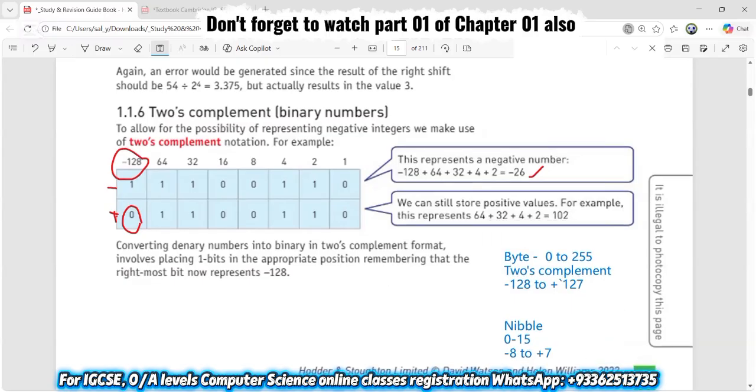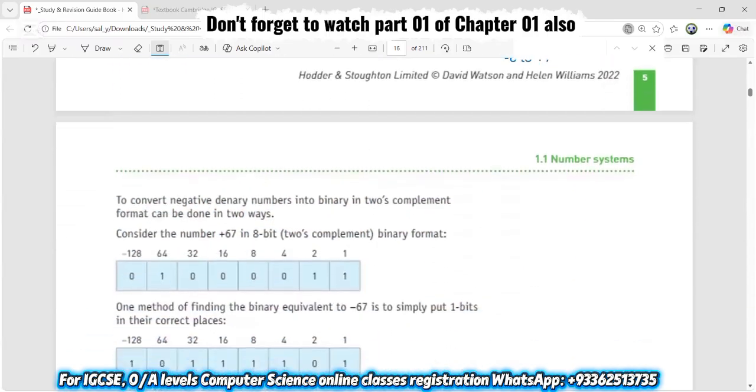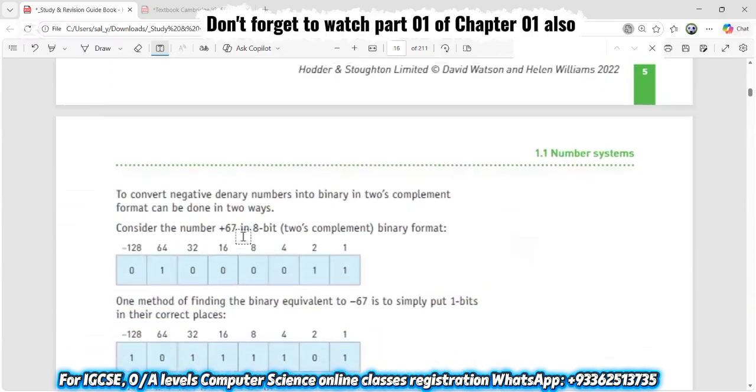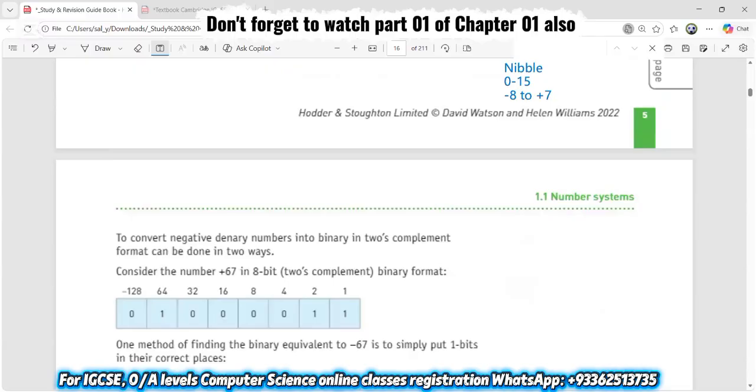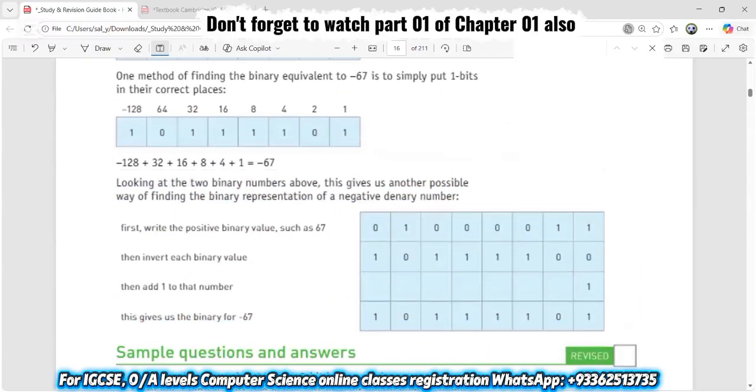The second question is you are given a denary value to be converted to binary. For example, if they say it is maybe minus 67, in that case, what will you do? You will simply do it in two ways.